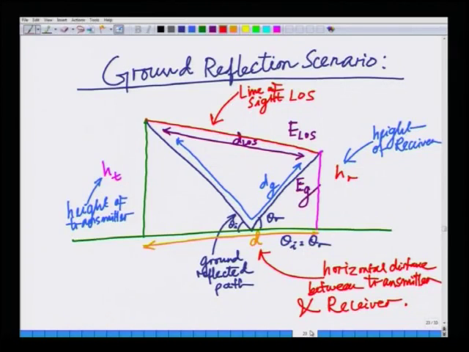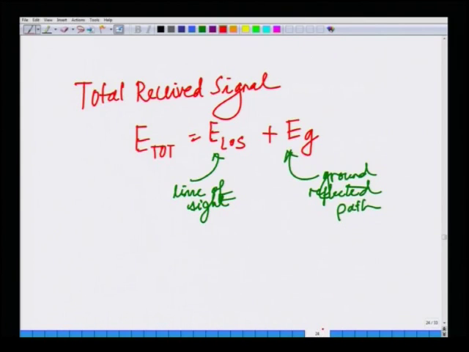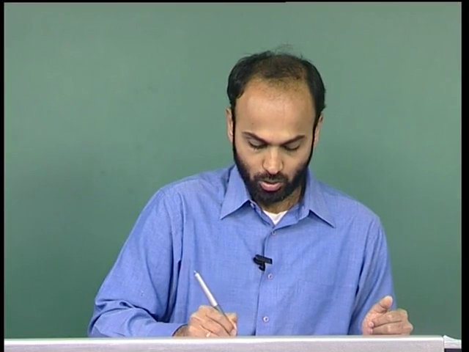We started looking at a ground reflection scenario, in which between the base station and the mobile there is a line of sight path, and there is also a ground reflected path. The line of sight path has a distance d LOS, the ground reflected path has a distance dg, height of the transmitter is ht, height of the receiver is hr, the horizontal distance between transmitter and receiver is d, and we wanted to look at the received signal strength as a function of this distance d. And we said the total received signal strength E total is E LOS plus EG, that is the point at which we are. So let us continue from this point in the lecture today.